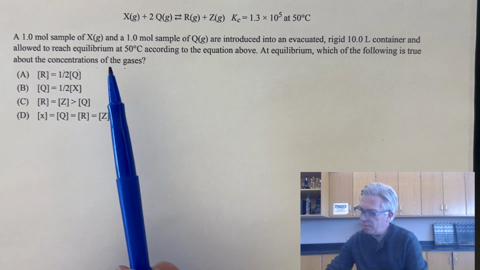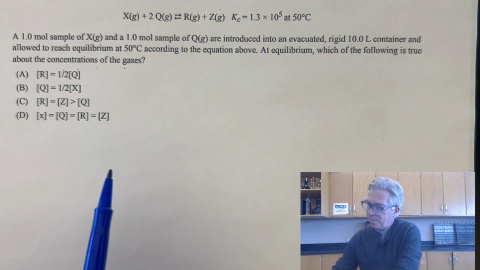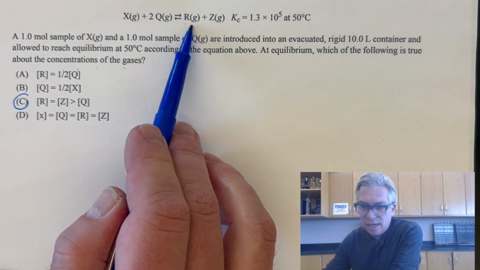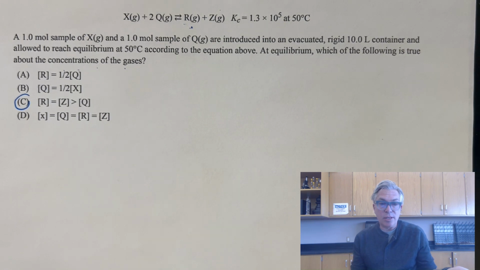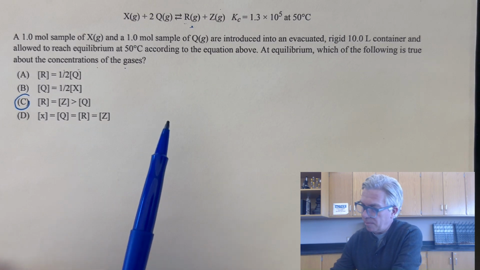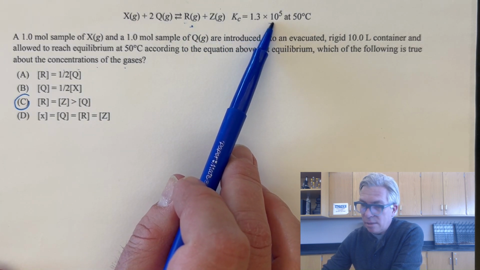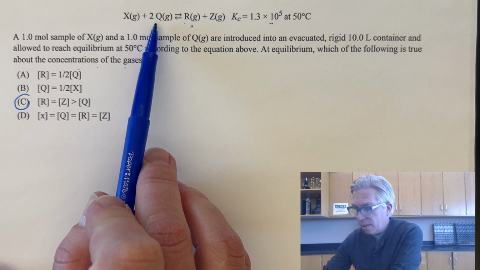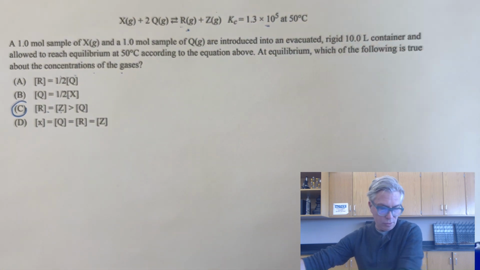So what's true? That ends up being that letter C is going to be true. And I chose that because R and Z are going to have to be the same. They're starting at 0 and they're going to go up the same amount. No matter what the amount is, they're going in a 1-to-1 ratio. And because it's a very large equilibrium constant, it's going to go far to the right, leaving very little Q at the end. So the Q is going to be smaller than R and Z, which are equal to each other.